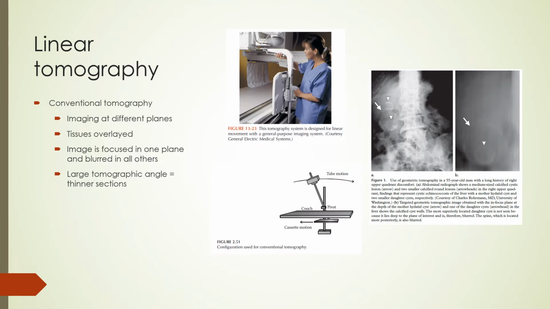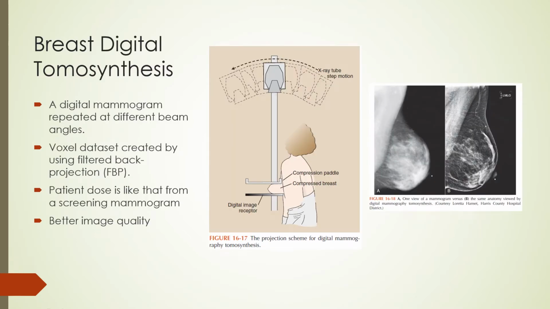The use of conventional linear tomography has declined over the years, largely due to the increased use of digital tomosynthesis and computer tomography. A digital tomosynthesis system has a motorized crane that allows the X-ray tube to be tilted at an angle as it is swept along a linear path so that the X-ray beam is always directed at the X-ray receptor. This is shown in the left image.